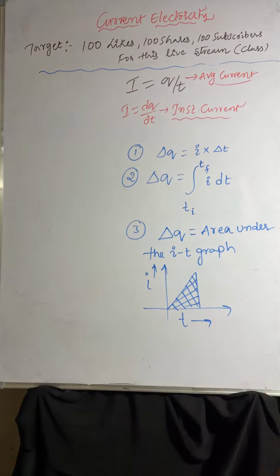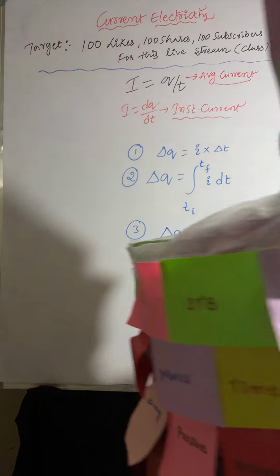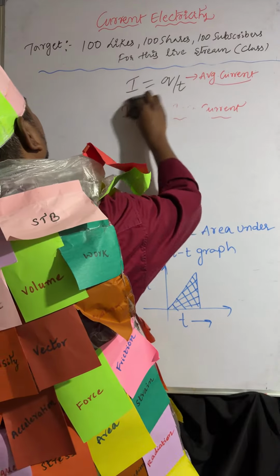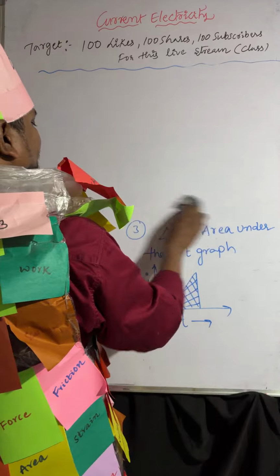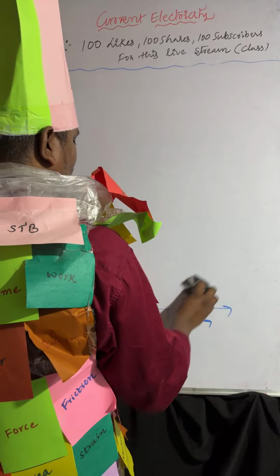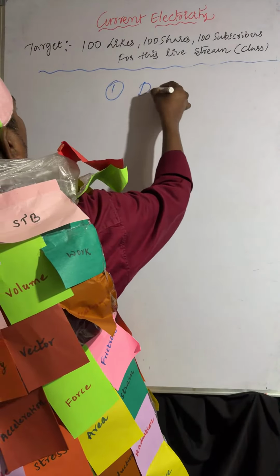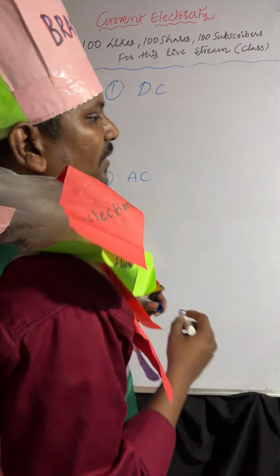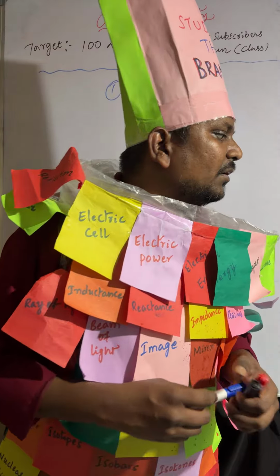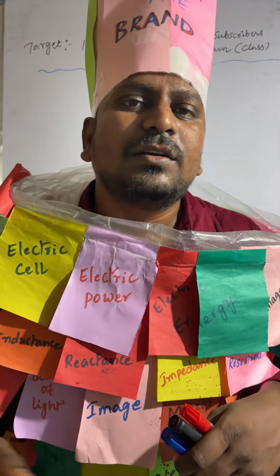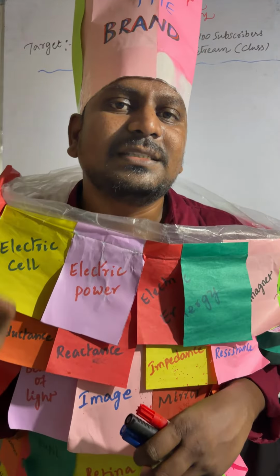Understood or not? Just check once. Next one we will discuss: based on magnitude and direction, current can be divided into two types. One is DC, another one is AC.